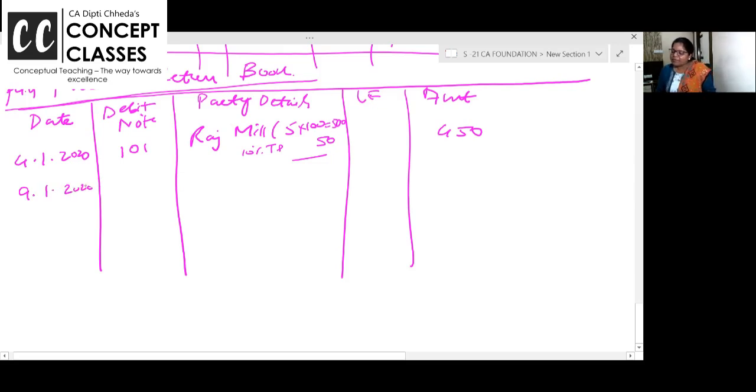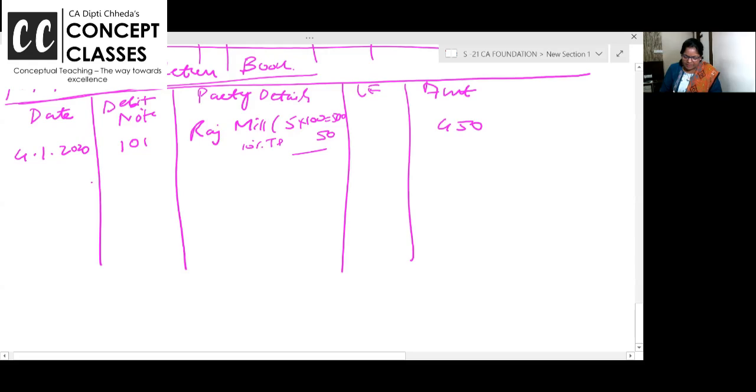Simran Mill accepted the return of goods which were purchased for cash. Okay, so for 9th January, the entry will not come here. It is the return of goods for cash, so it will be recorded in the cash book, but posting will be done. On 9th of January, posting will be done in the ledger.